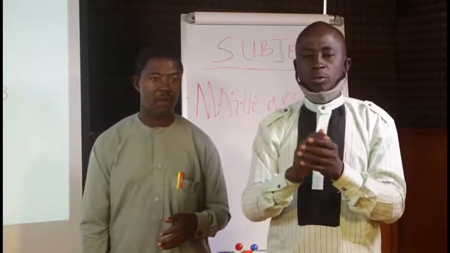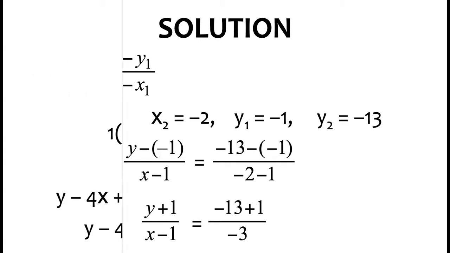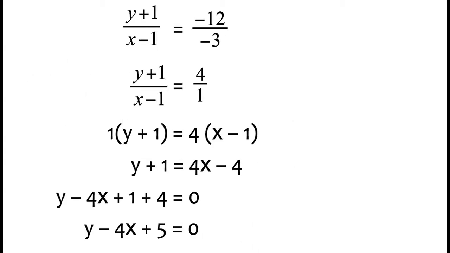So substituting now, we have y minus minus 1, all divided by x minus 1 equals minus 13 minus minus 1 divided by minus 2 minus 1. Simplifying, minus minus gives us plus, so we have y plus 1 over x minus 1 equals minus 13 plus 1 divided by minus 3. Continue from there, we'll proceed by simplifying.